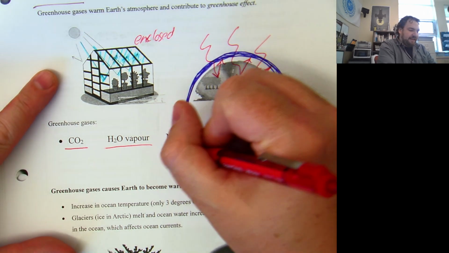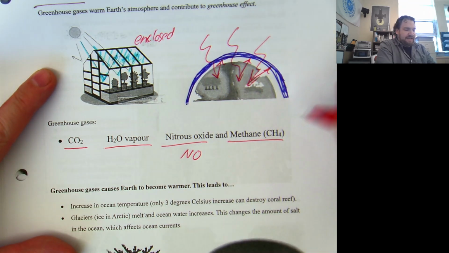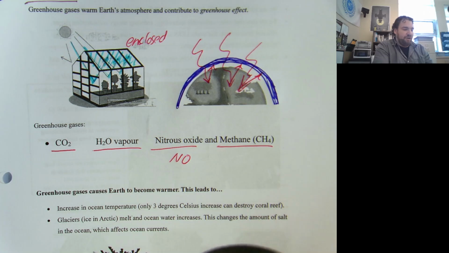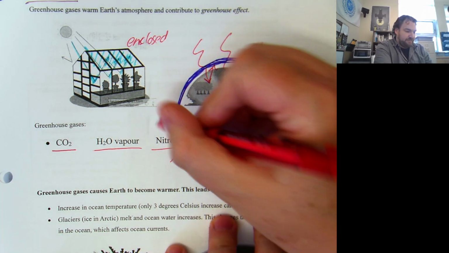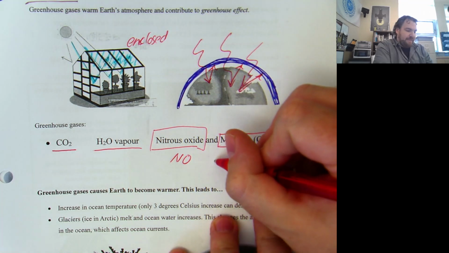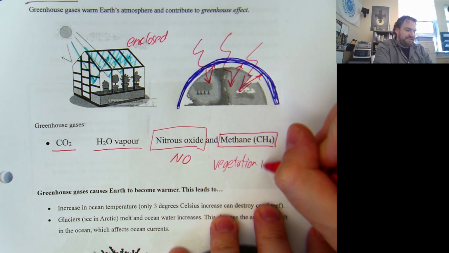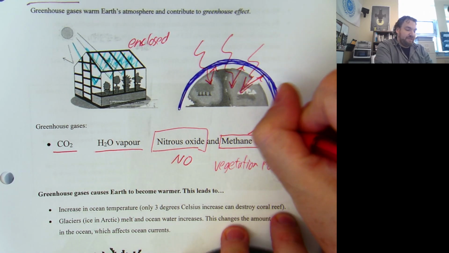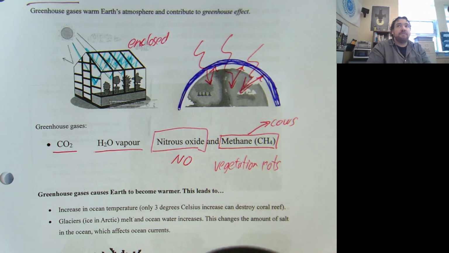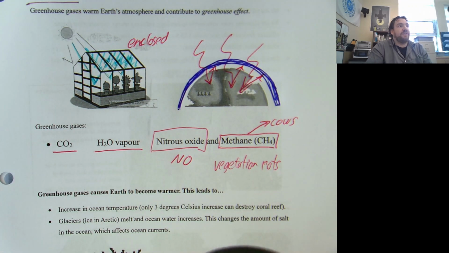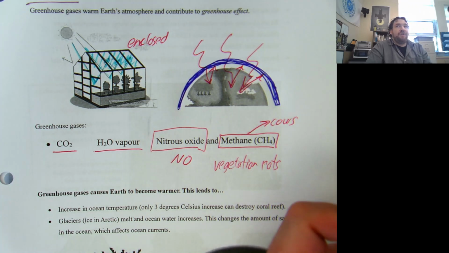Nitrous oxide and methane. Nitrous oxide is NO, and methane is CH4. These two things get produced as vegetation rots. Also, cows make a lot of methane. Literally cows farting. But because as a population there are so many people who eat beef on this planet, there is a larger population of cows than there would be naturally.